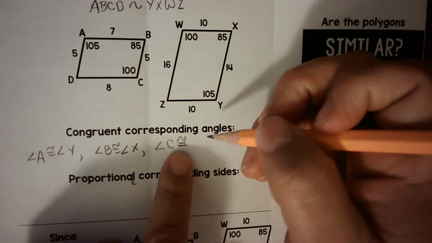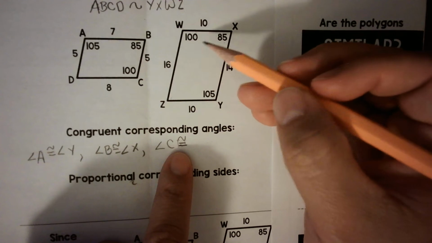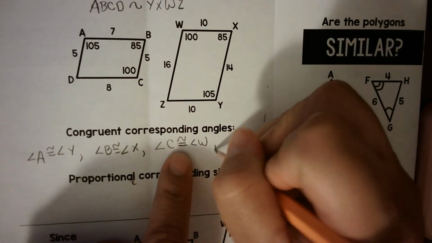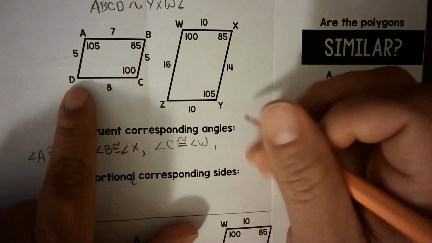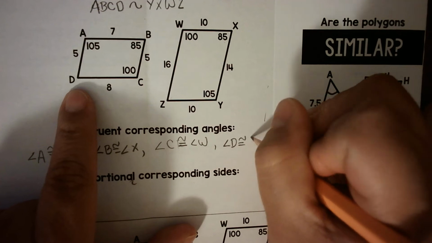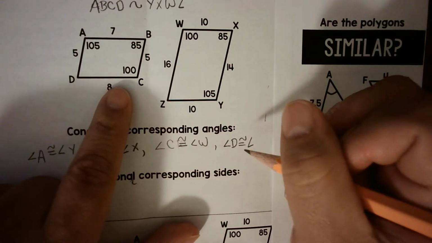Angle C was 100, congruent to angle W. And then the last one without the marking, angle D, is congruent to angle Z.